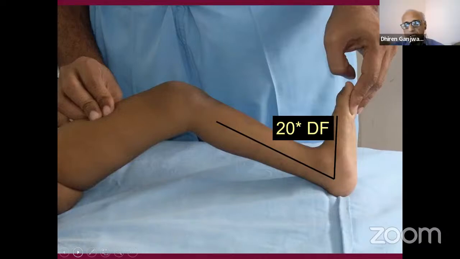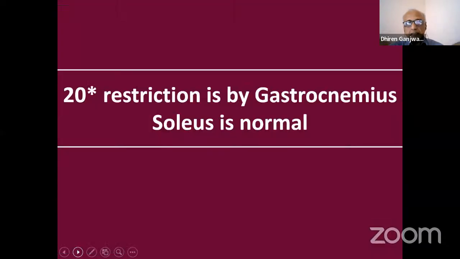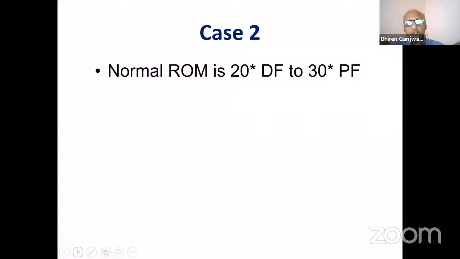Yes, only gastroc is responsible, and in that case, the surgery which we carry out usually targets the gastroc, and the procedure which is recommended is the Strayer's procedure. Let's see another situation. The correct answer to this is that the 20 degree restriction which we see is due to the gastroc, and the soleus is normal in this situation.